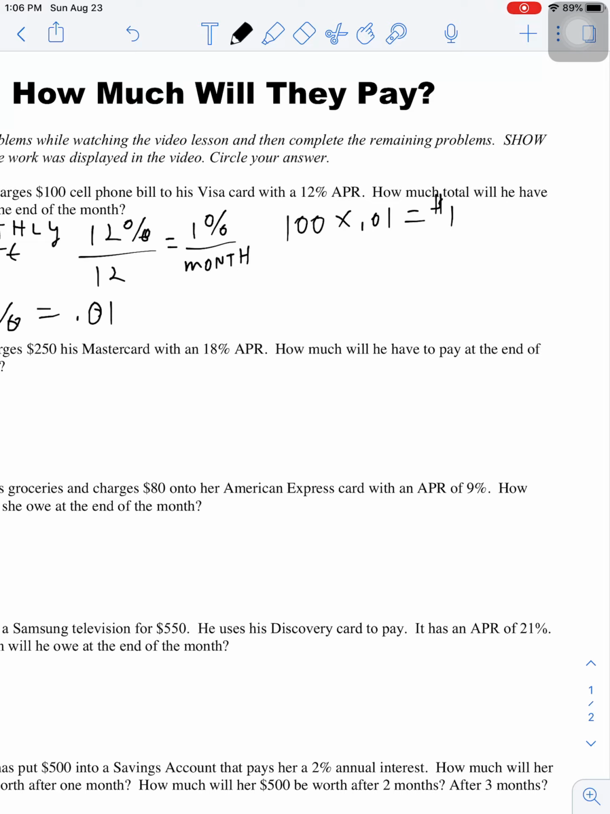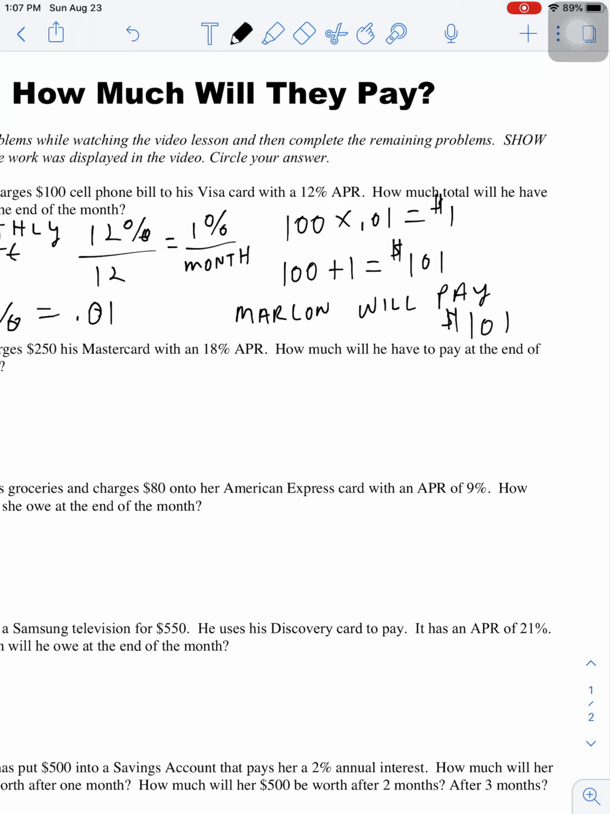So to find the total that Marlon's going to pay, we would take the $100 plus $1, and then we would get a total amount of $101. So at the end of the month, Marlon will pay $101.